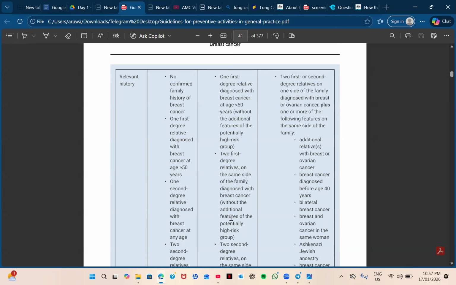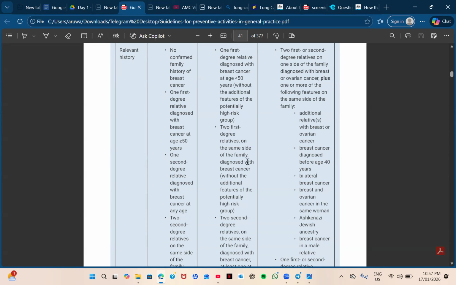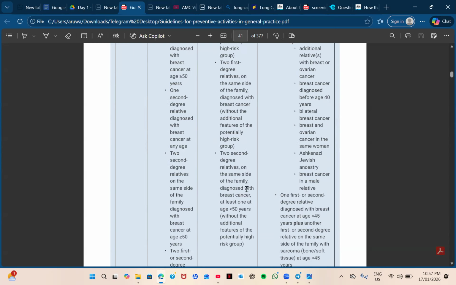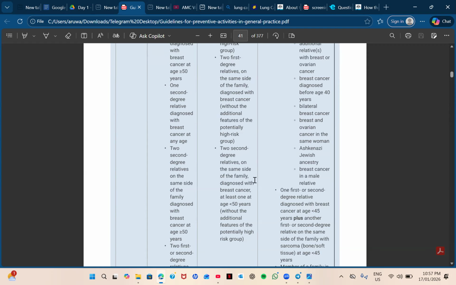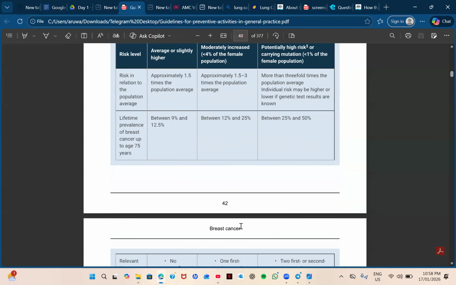The second one is two first degree relatives on the same side of the family diagnosed with breast cancer. Then the third one is two second degree relatives on the same side of the family diagnosed with breast cancer, at least one at age less than 50 years. Okay, please remember. Yeah, that's all for the moderate risk.